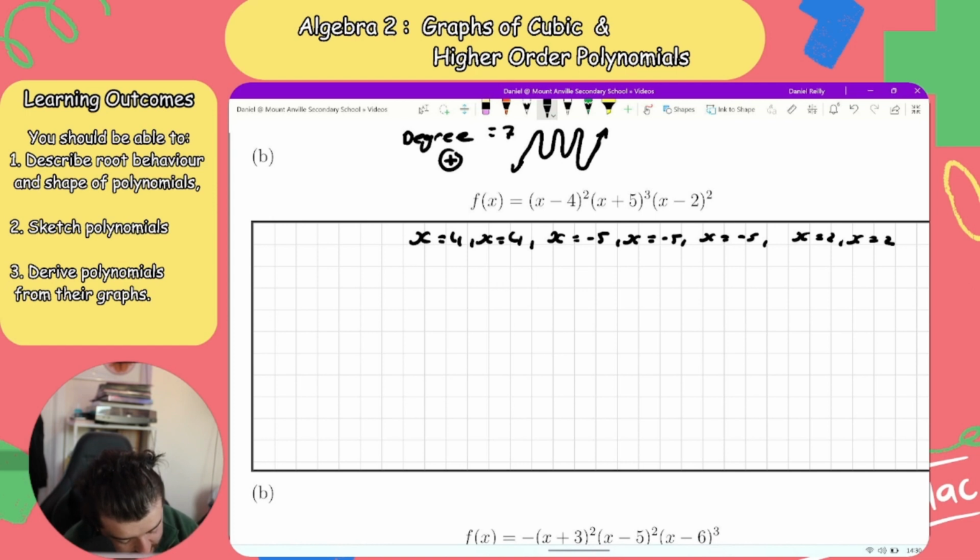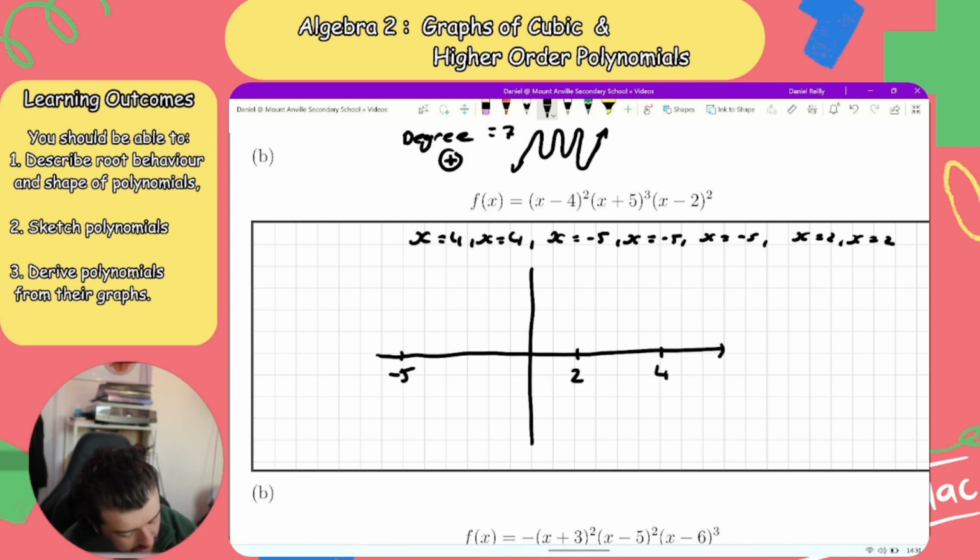Let's sketch it out. So remember, sketch, we don't have to be that accurate here. So I'm going to be starting off here, so it'll be minus 5, 2, and then I have 4 here. So I'm starting downwards, and I'm hitting x is minus 5 3 times. Odd multiplicities repeat an odd number of times. So I just hit the graph here, and I keep going up like this.